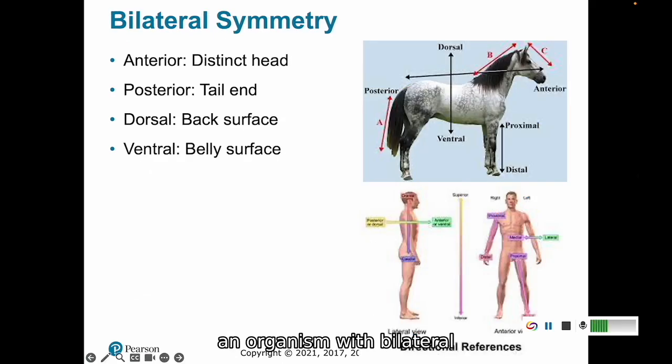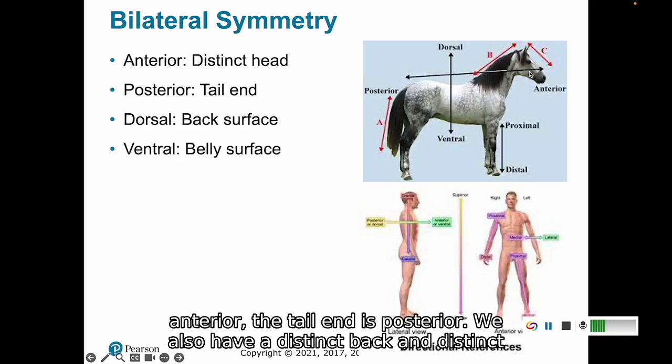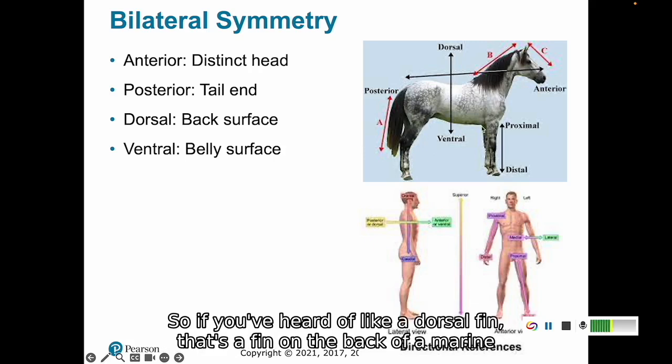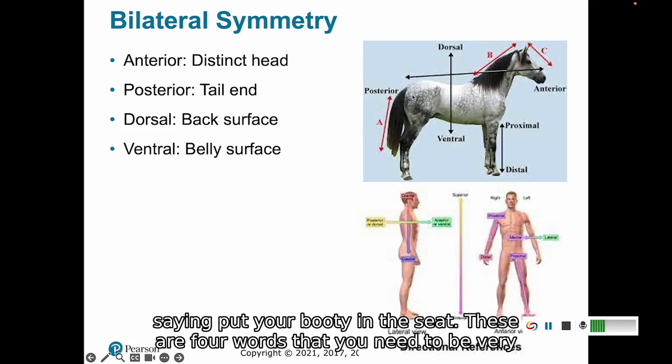In an organism with bilateral symmetry, we have a distinct head and a distinct tail. The head end is the anterior, the tail end is posterior. We also have a distinct back and a distinct belly. The back end is your dorsal side and your belly end is your ventral side. So if you've heard of like a dorsal fin, that's a fin on the back of a marine animal. If you've heard of, put your posterior in the seat, they're saying put your booty in the seat.